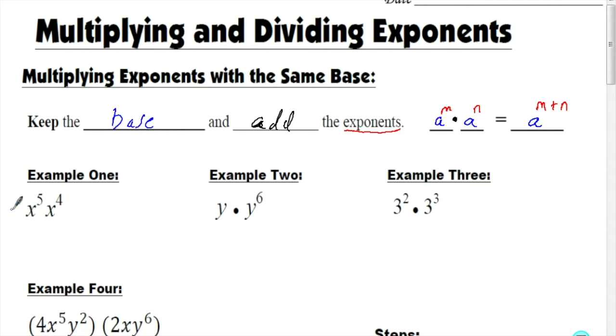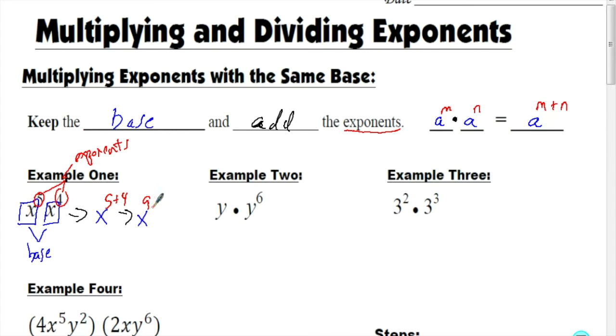As we see here in example 1, we have our bases, which I'm putting a blue box around, so this is the base. And then I'm putting a red circle around our exponents, so these are our exponents, just as a reference. What the rule says is that we can keep the base, so we're going to keep the x, and then add the exponents. So we're going to take 5 plus 4, and we get x to the 9th power.